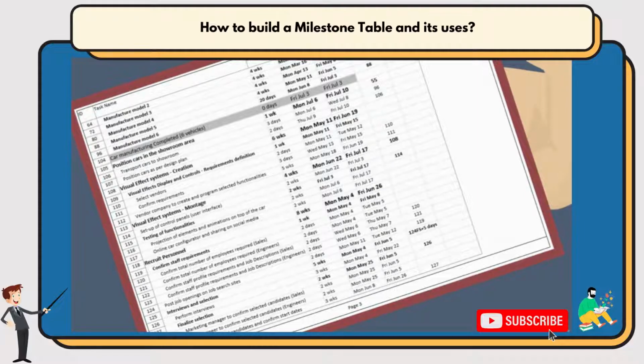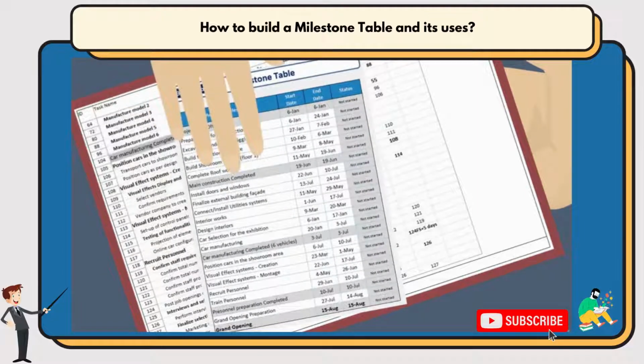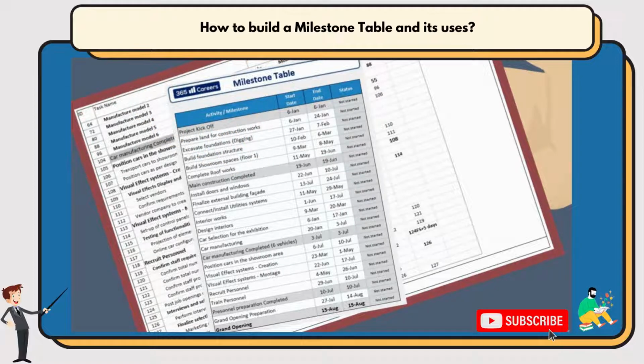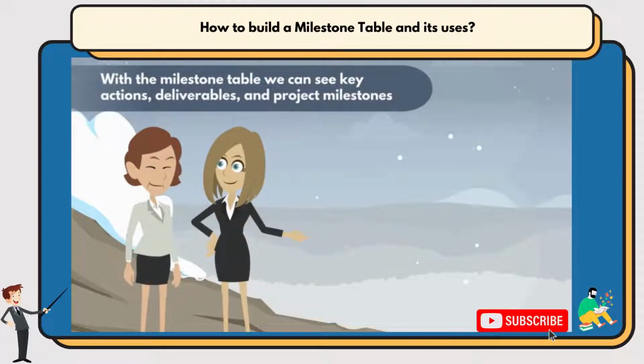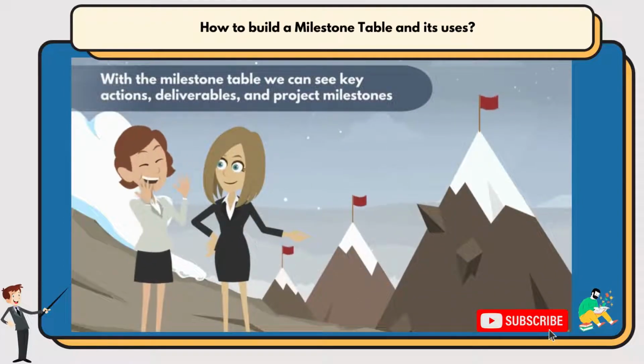For this reason, we have the Milestone Table, where all information is brought to a high level. With this, we can see key actions, deliverables, and project milestones. The main stages of the project are written out as a reference point to check that the project is moving along as planned. A reason why having the critical path chart alongside is also a practical idea. So how about we show you what a milestone table could look like?